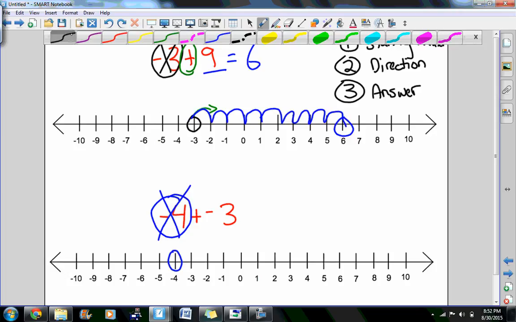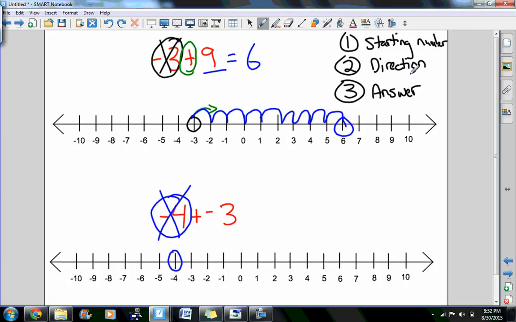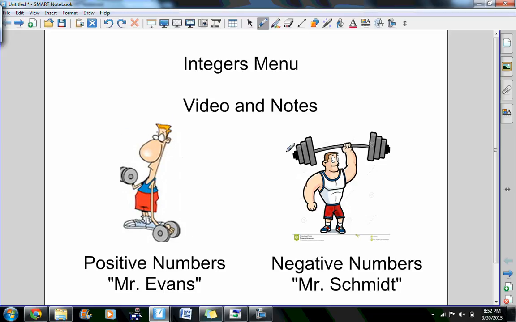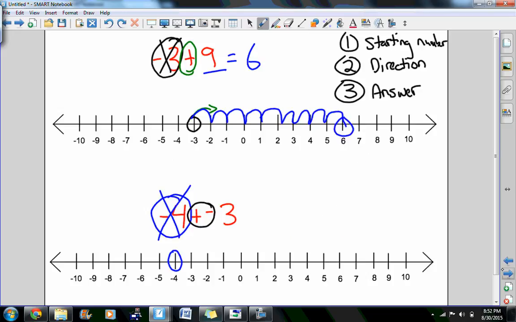Then step number 2 is I want to figure out what direction we're going to go. Well, now we have a positive and a negative number in the ring together. That means that the negative is going to win out. Mr. Schmidt would clearly beat Mr. Evans in a fight. So that means we're going to move left on the number line, a left of 3. So I'm going to go 1, 2, 3 to the left, which makes my answer -7. So remembering, those are always the 3 steps that we're going to work with.